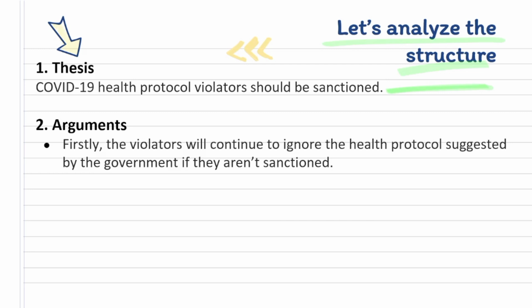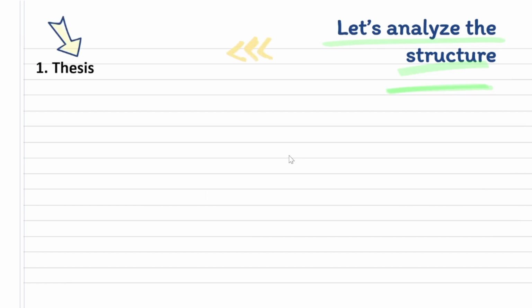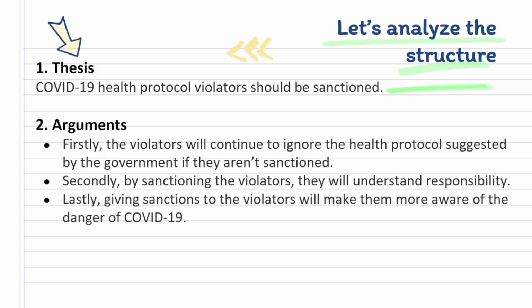The first is the violators will continue to ignore the health protocol suggested by the government if they aren't sanctioned. Okay, so this is only the topic sentence of the second paragraph. Look at the second paragraph. The violators will continue to ignore the health protocol suggested by government if they aren't sanctioned. Okay, so here we have supporting sentences to support the topic sentence of the second paragraph. Okay, and look at the second argument. Secondly, by sanctioning the violators, they will understand responsibility. Lastly, giving sanctions to the violators will make them more aware of the danger of COVID-19.